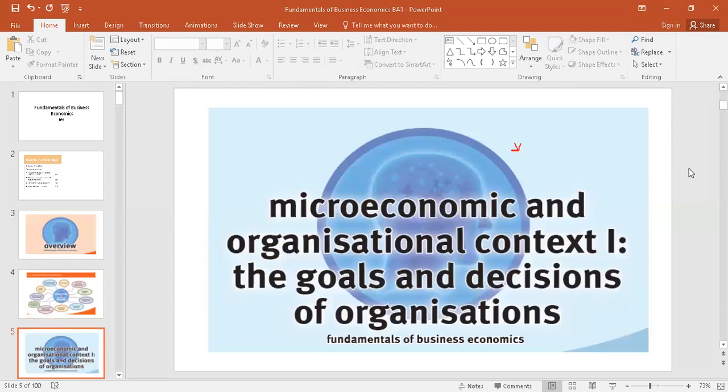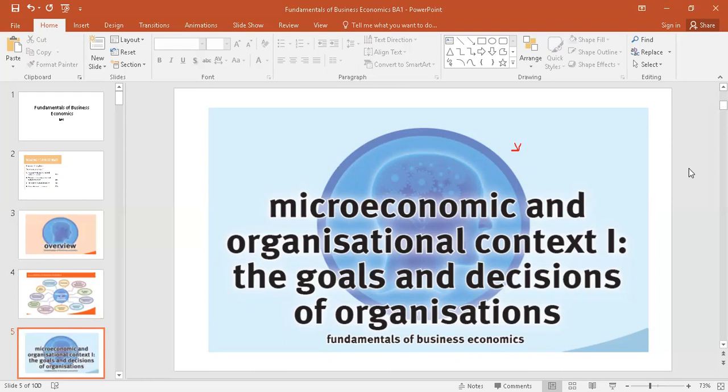So, microeconomic and organizational context. One, micro level. At the micro level, at the business organization level, we will be looking at what is an organization. Macro considers the entire economy as such, and where does the organization fit in that bigger picture? This is at the micro level. What is an organization all about?